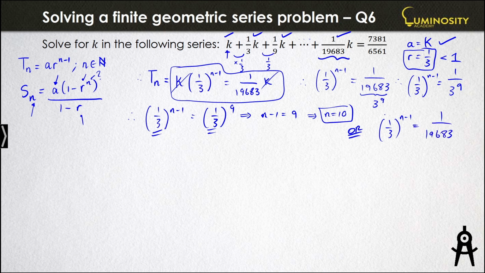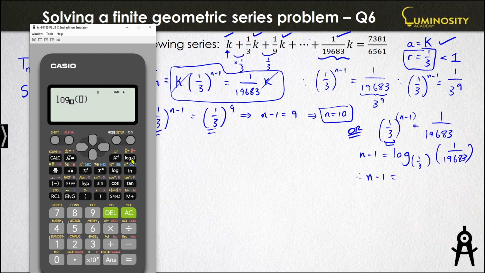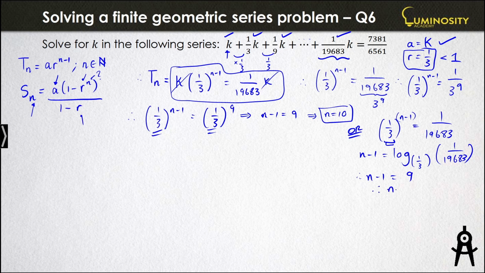So remember, to get rid of this 1/3 here, and just leave you the exponent n minus 1, you take log base of that base there, which is 1/3, of the value 1 over 19,683. So therefore, n minus 1 equals, let's pull up our calculators, log base 1/3 of 1 over 19,683. 9. Perfect. Because then you get n equals 10.